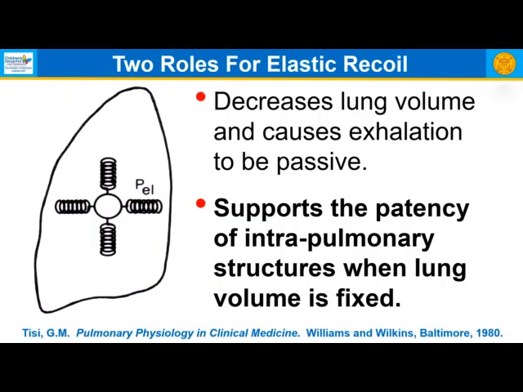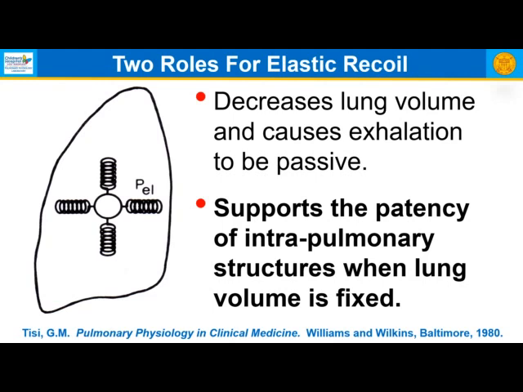There are two roles for elastic recoil in the lung. Probably in high school or junior high physiology classes, you learned that elastic recoil in the lung causes exhalation to be passive. That is, you actively take a deep breath and then you just relax, and these elastic tissues contract, causing exhalation. That is true. But in fact, the most important role of elastic recoil in the lung is to maintain the patency of intrapulmonary structures when lung volume is fixed.